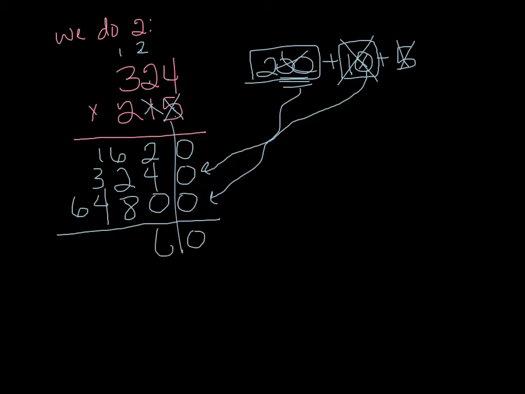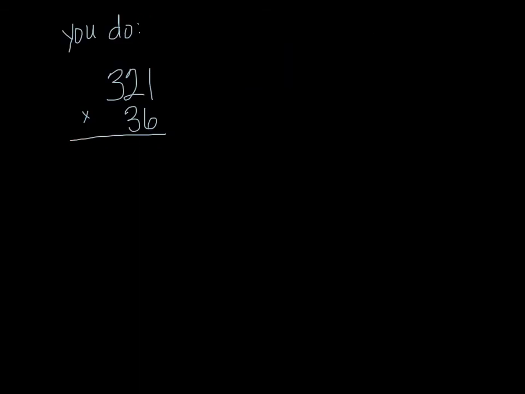That's 6. That's 8 plus 2 is 10 plus 6 more is 16. 4 plus 3 is 7, 8, and then 9, and then 6. So my answer is 69,660. Okay, now it's your turn to do this.